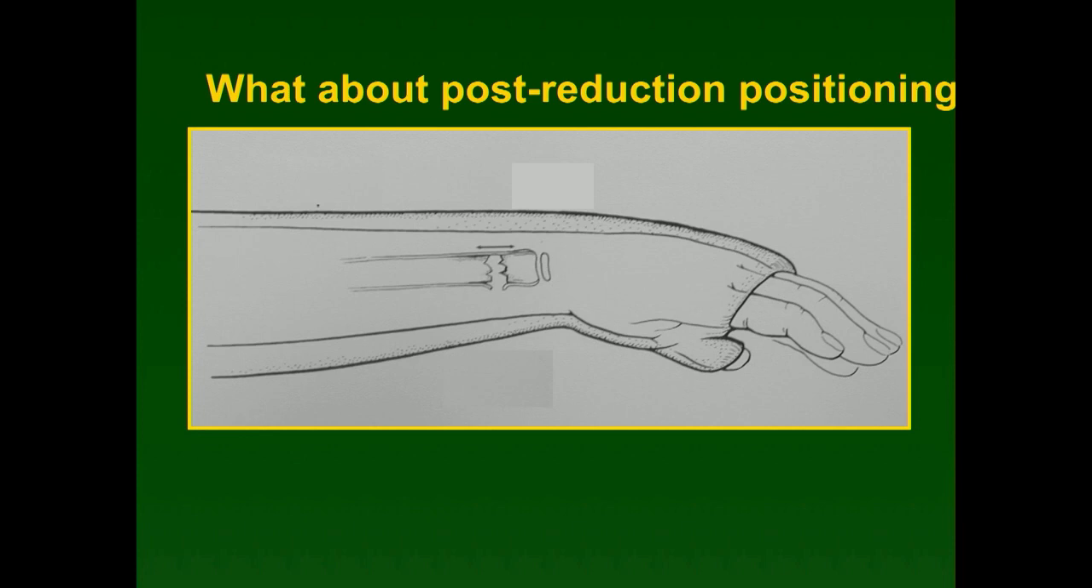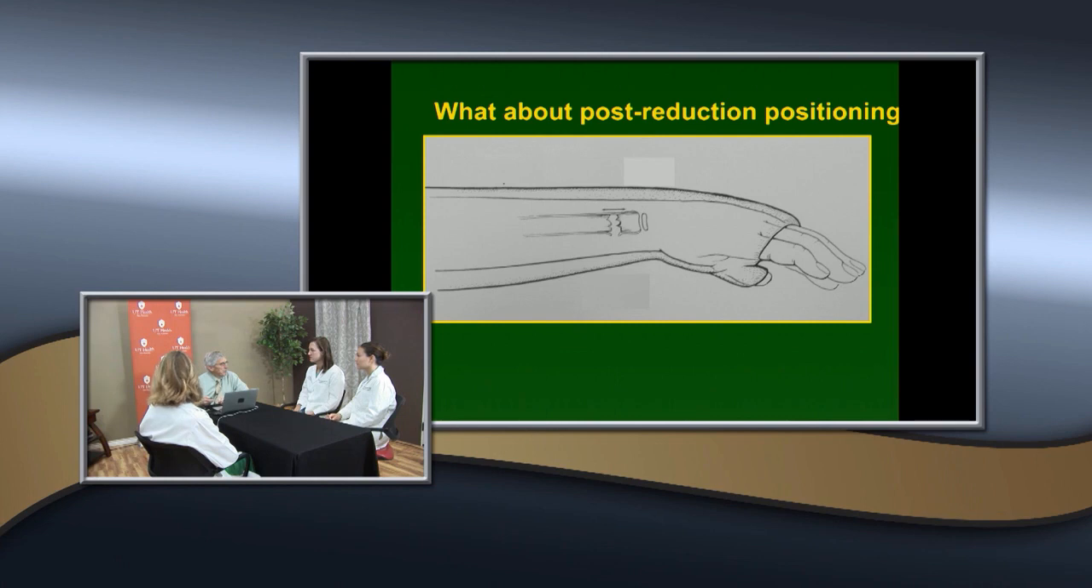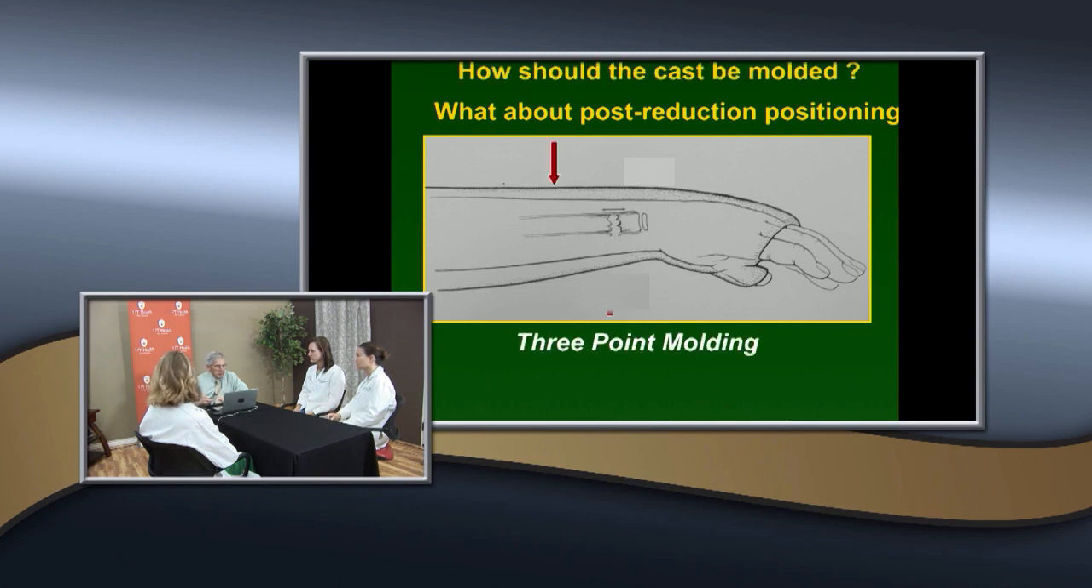So after you've put this elliptical cast on, how are you going to mold it? Where are you going to put your molding points? A three-point mold. Yeah, three-point mold, distal to the fracture site, but not through the wrist. That's right. The cast should be molded. You want three-point, and you want it on each of the fragments.